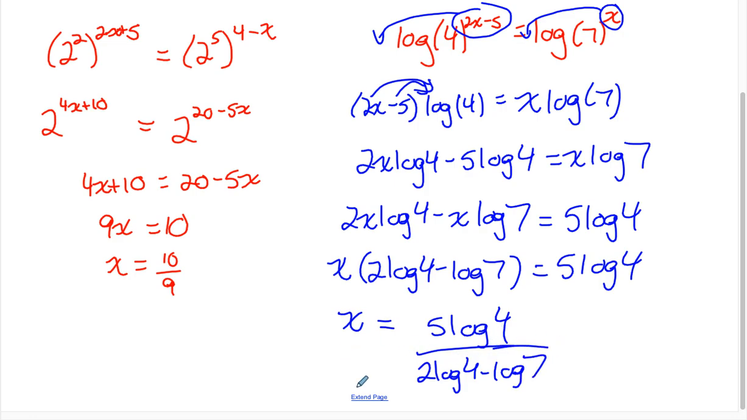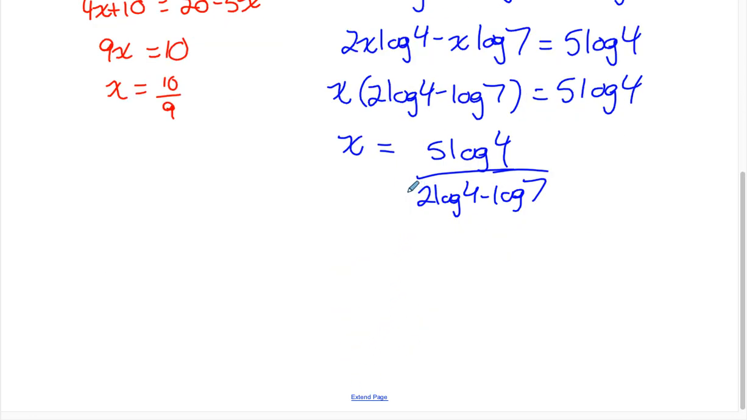And then you can just evaluate this on your calculator. If you're going to type it in one step, just make sure you put the denominator in brackets so your calculator knows to divide by the difference of those two. And we'll get an approximate answer if we evaluate this of about 8.385.